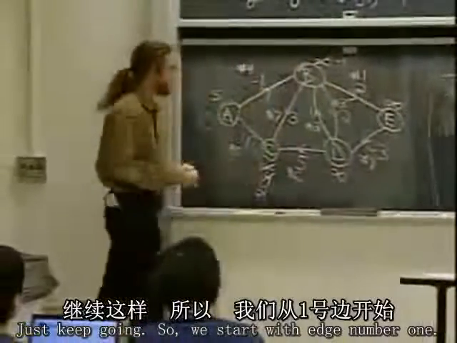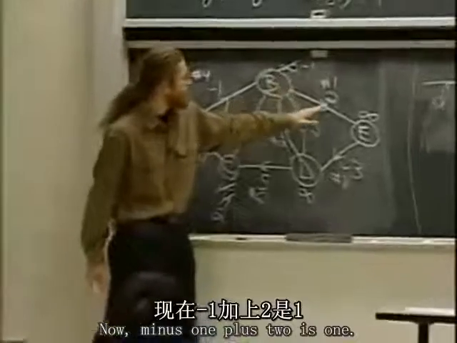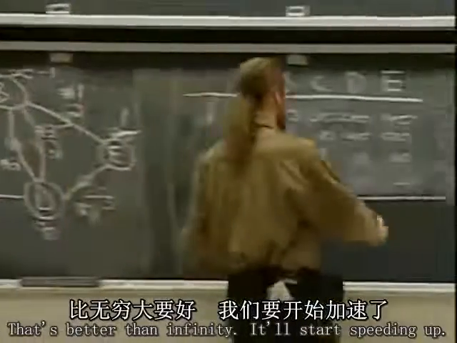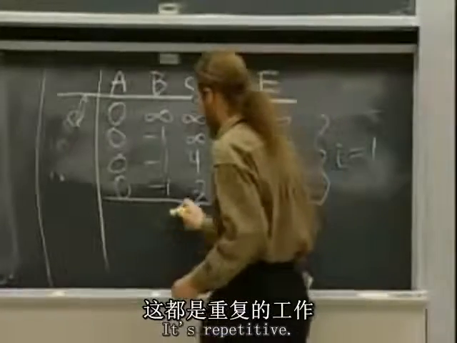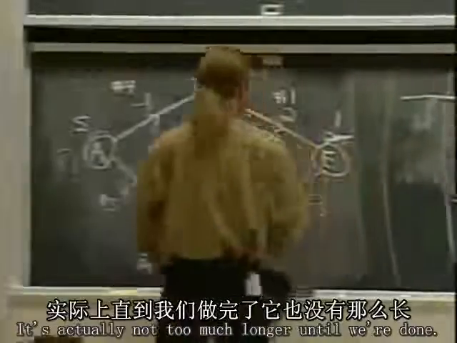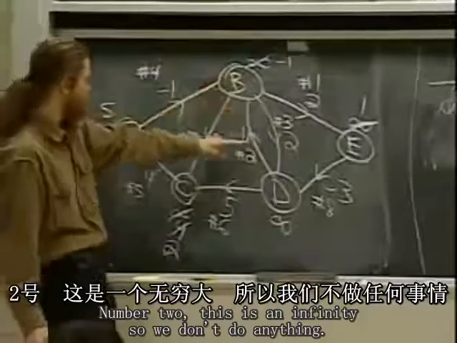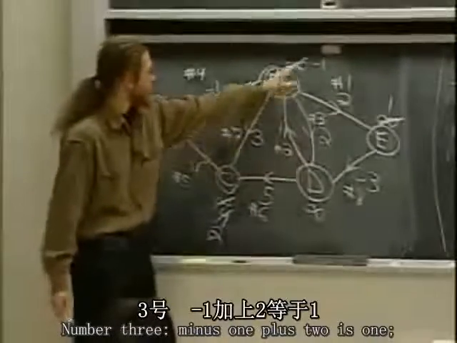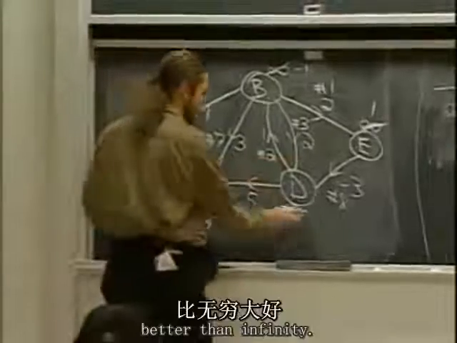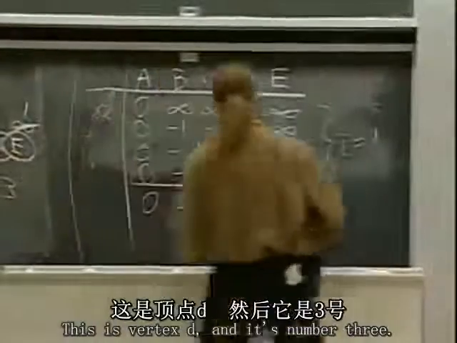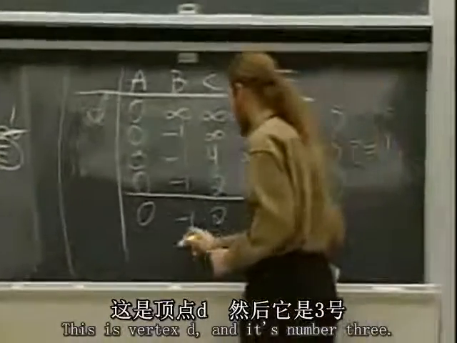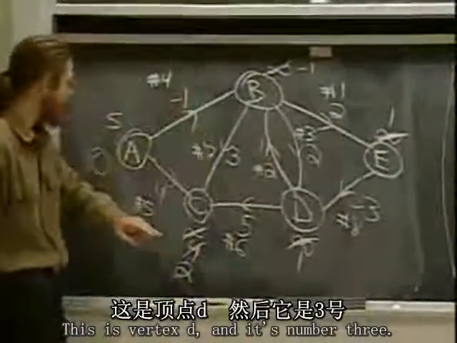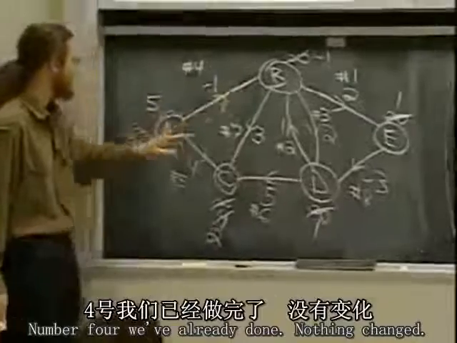So we start with edge number 1. Now -1 plus 2 is 1. That's better than infinity. I'll start speeding up. This gets repetitive. It's actually not too much longer until we're done. Number 2, this is an infinity, so we don't do anything. Number 3, minus 1 plus 2 is 1, better than infinity. This is vertex D. And that's number 3. Number 4, we've already done, nothing changed.